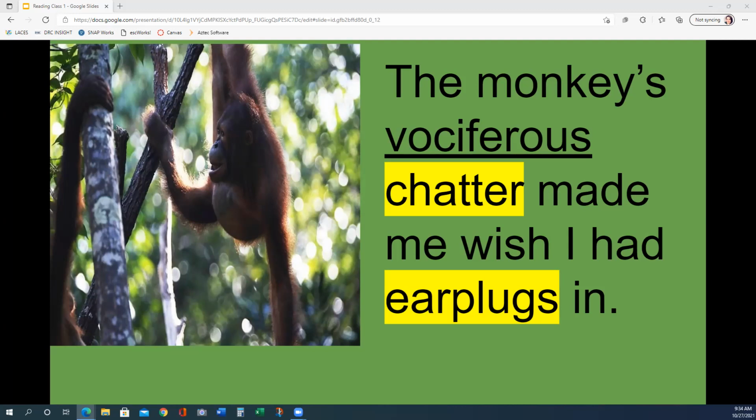He's being really loud. Being very loud and very annoying. So we can make the assumption that vociferous means loud and chatty. Chatter means chatty, they're talking a lot. And it's probably loud because if we want earplugs in, that means that it is just overwhelming to us. Okay. So that's another way that writers can make comparison is by inferences.